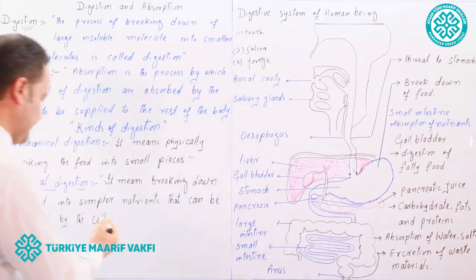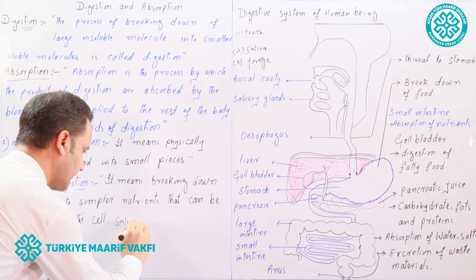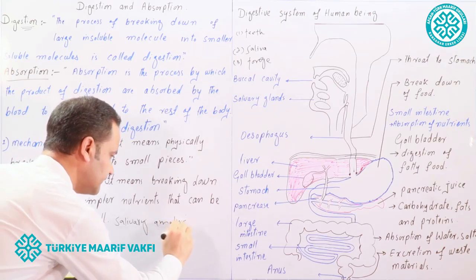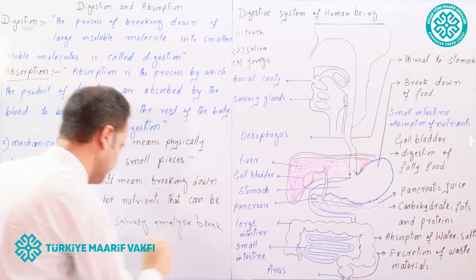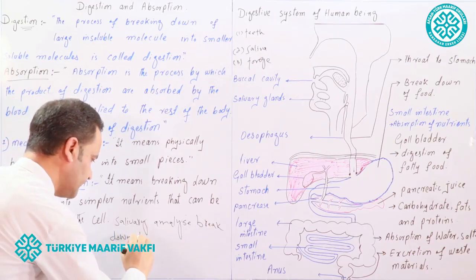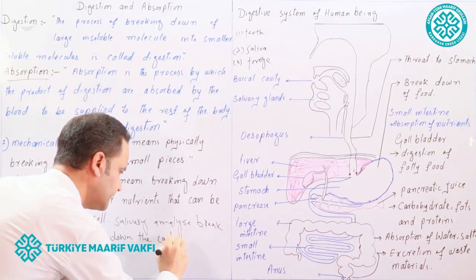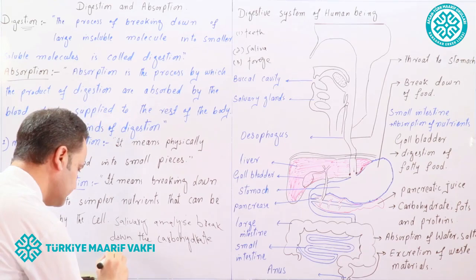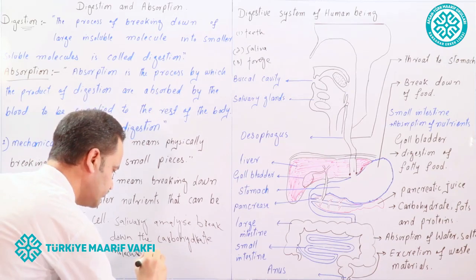For example, salivary amylase breaks down the carbohydrate molecules into simpler sugar.